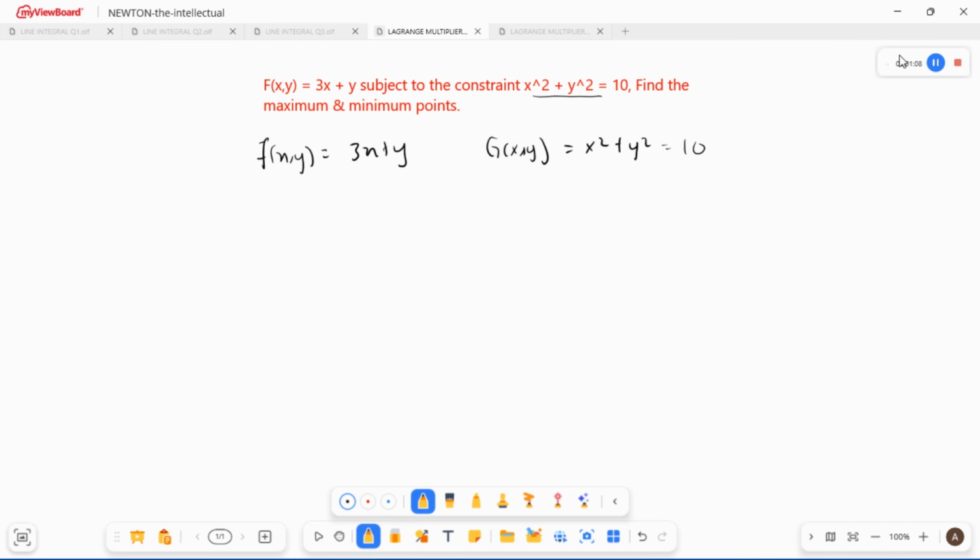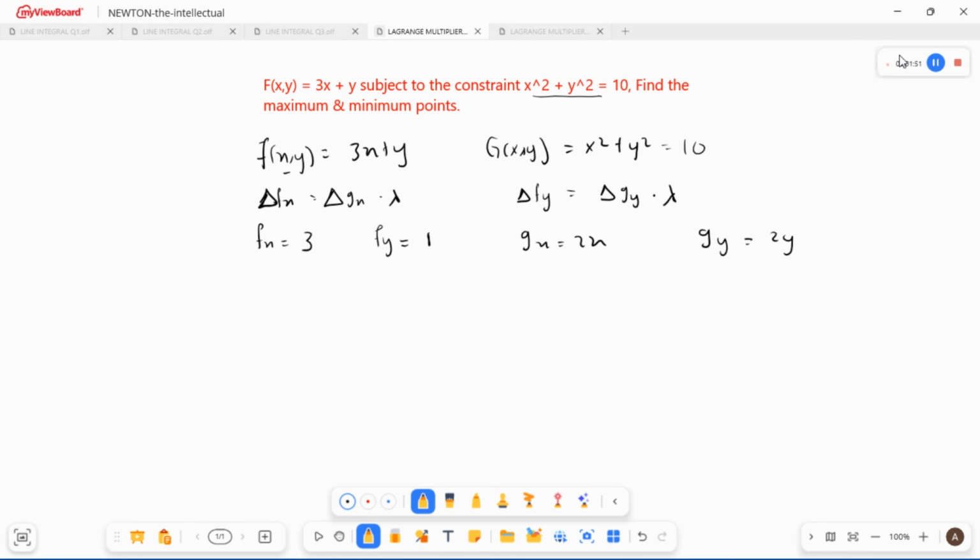That's this equation here. The third one is going to be the derivative of f with respect to x is equal to the derivative of g with respect to x times lambda. Then we do the same thing for y, which is the fourth equation: f of y is equal to g of y times lambda. Now, what is f of x? That is finding the derivative of f of xy with respect to x. If we differentiate that with respect to x, we get just 3. Then f of y will be equal to 1. Then g of x will be equal to 2x, then g of y will be equal to 2y.